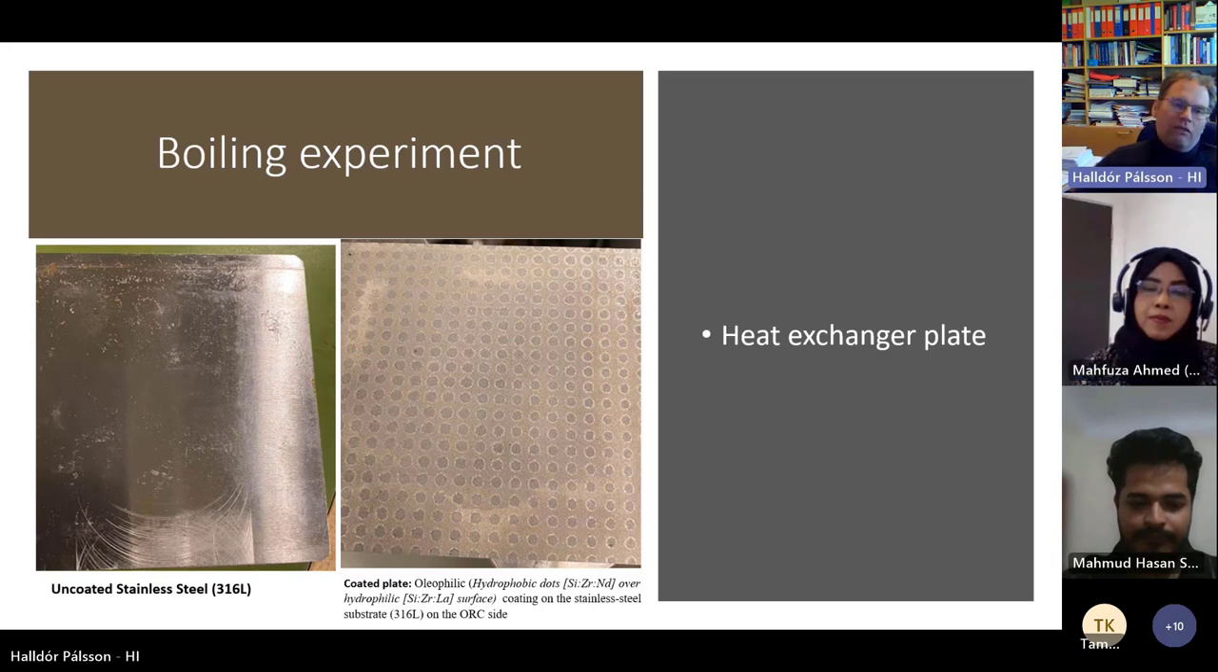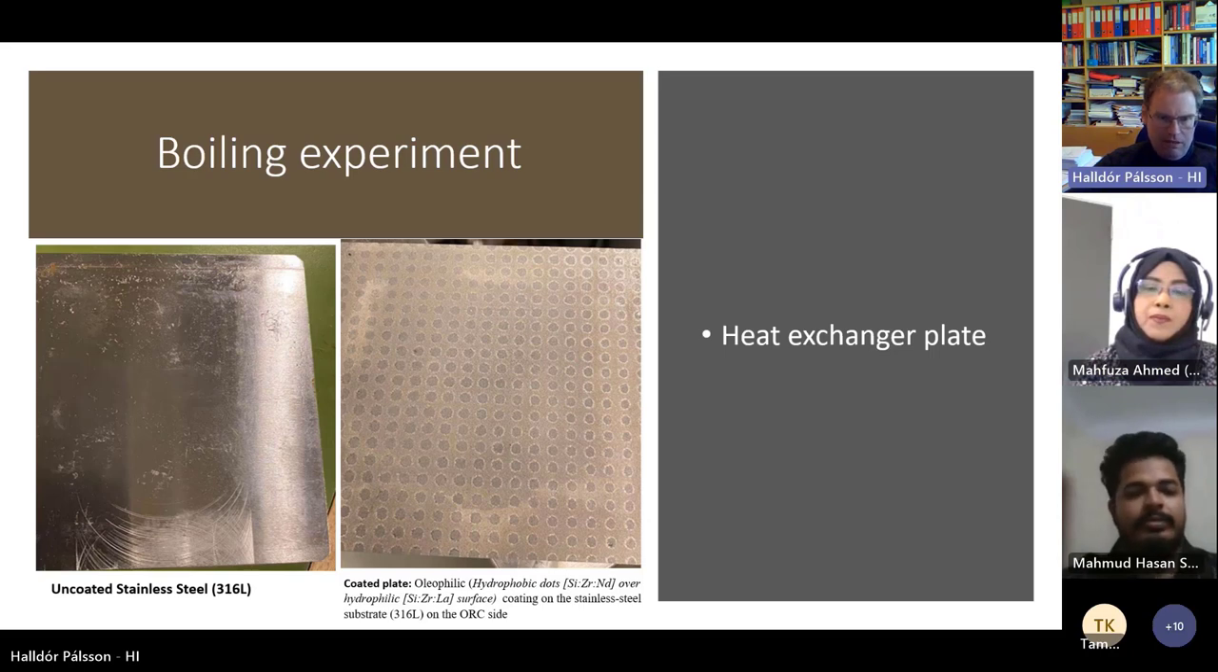It actually turned out that this pattern is on a millimeter scale, but probably something on a micrometer scale is needed to get this process really as it should be. So the plates have a thickness of 6 millimeters, and they can be exchanged in about an hour. So it's relatively easy to change samples when we are doing the experiments.